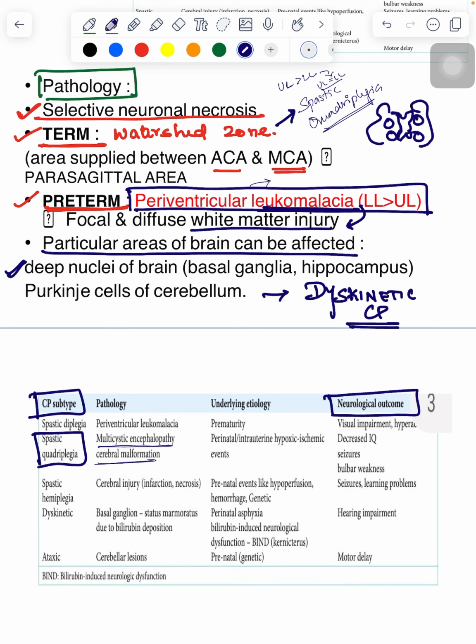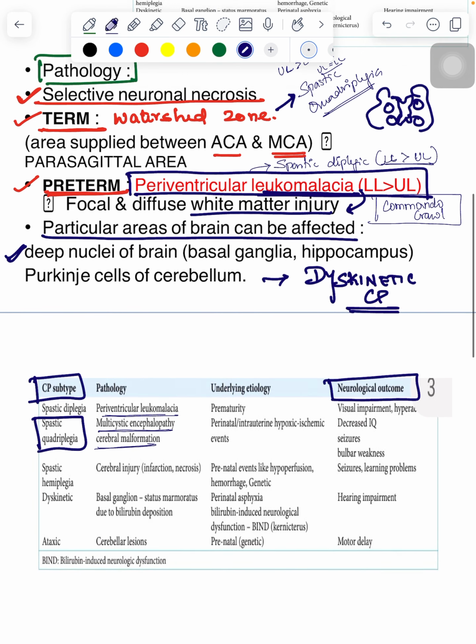Next, in the preterm child, mostly the child will present with spastic diplegia. What is the meaning of spastic diplegia? The lower limbs will be more affected than the upper limbs. Parents will identify this when the child begins to crawl. The child will not be able to crawl normally and will drag the lower limbs together while moving. That is spastic diplegia, also called commando crawl. Spastic diplegia will mainly be present in the preterm child. The pathology behind this is periventricular leukomalacia.